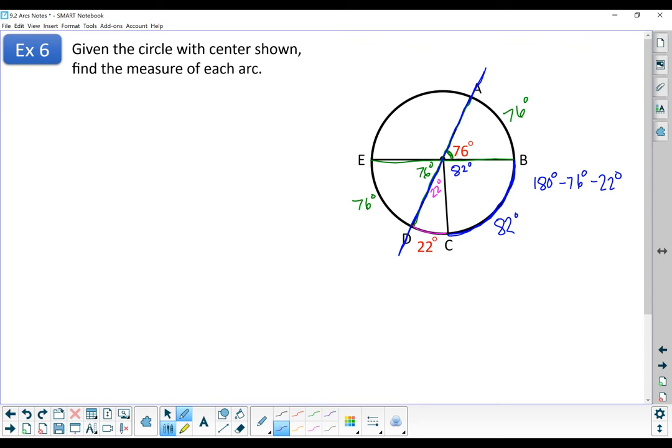Finally, we have this arc over here, almost done. This arc is also one that we can figure out using this diameter. That diameter cut the circle in half, so these two together have to add up to 180. So I can calculate this one by doing 180 minus 76. And 180 minus 76 gives me 104. So I've got everything labeled as it asked, and we are finished with this one.